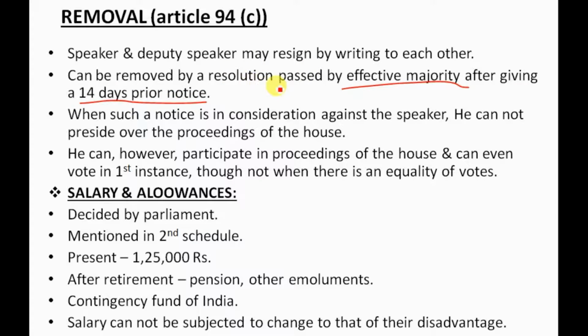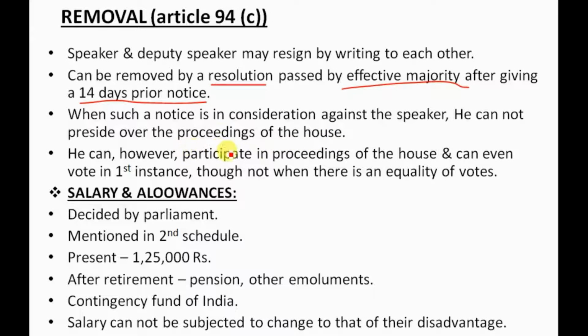So here what you need to remember is that a resolution has to be passed, and that to be passed with effective majority and after giving 14 days of prior notice. Okay, so these three are important terms, remembering which you can easily remember the process through which speaker is removed. And when such a notice is under consideration against the speaker, then he or she, whoever is the speaker, cannot preside over the proceedings of the house. Remember this point, that he cannot preside over the proceedings of the house when there is a resolution against him.